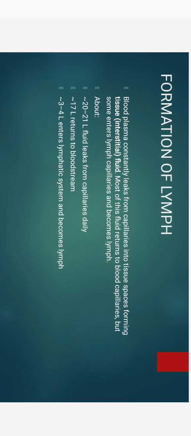Formation of lymph. Now let us see how lymph is formed. Blood plasma constantly leaks from blood capillaries into tissue spaces and forms tissue fluid. Most of this fluid returns back to the bloodstream. Some amount of tissue fluid enters lymphatic capillaries and becomes lymph. Normally, around 3 to 4 liters of fluid per day enters the lymphatic system and becomes lymph.